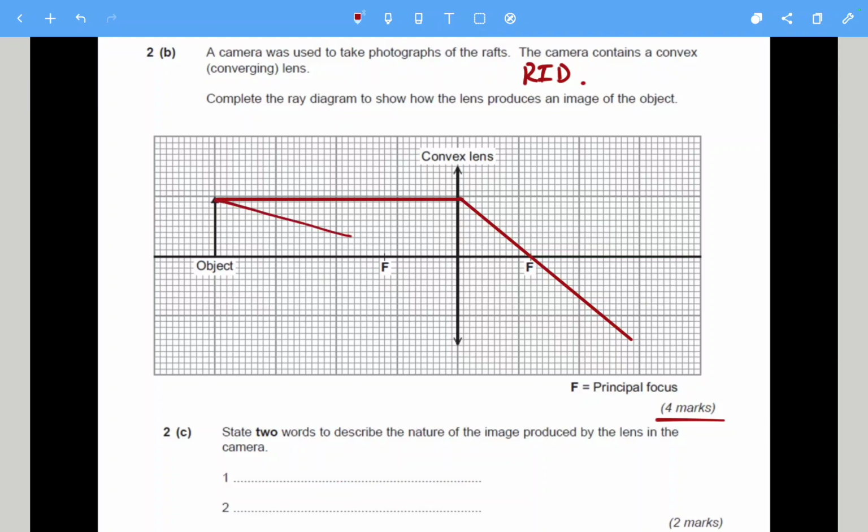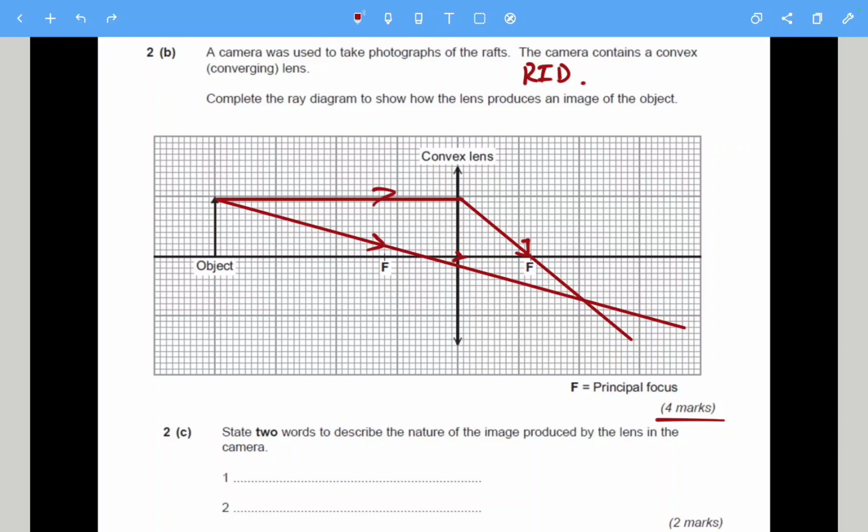So try this one. Rubbish. Let's try again. That's as close as I can get it. It should obviously go through the centre. So that ray diagram is worth 4 marks.